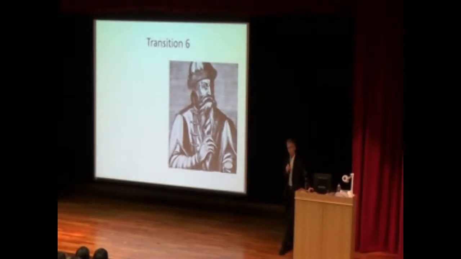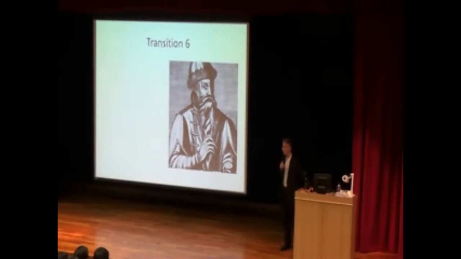Then we have a different kind of change in transition six, because it's nothing to do with spelling itself. As all these other transitions we've seen are transitions in symbols, symbols becoming more sophisticated. But in this transition, does anybody know who this is? This is a guy named Gutenberg.